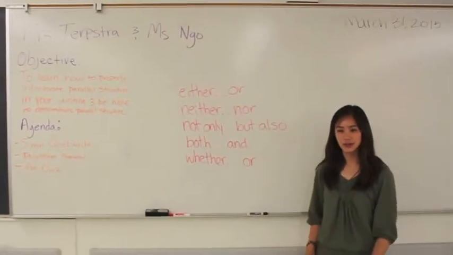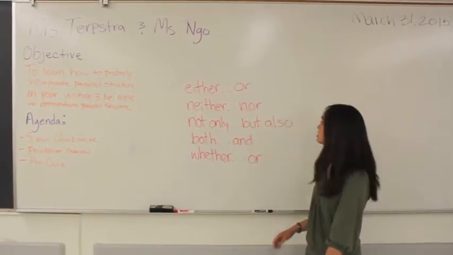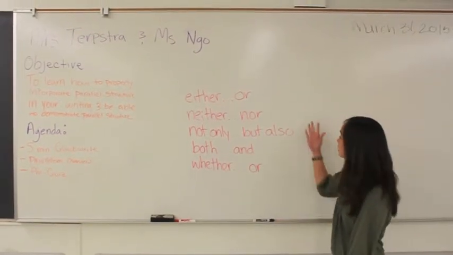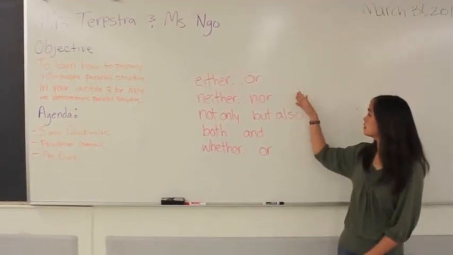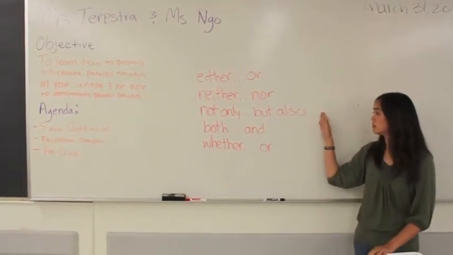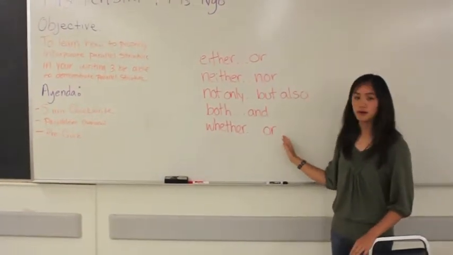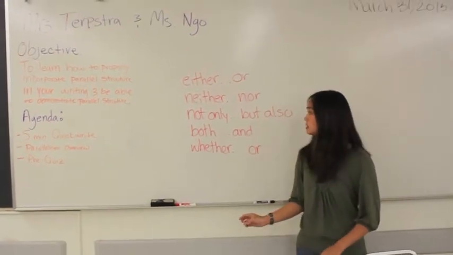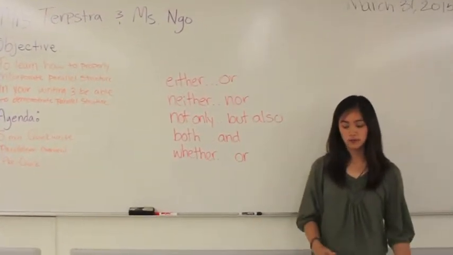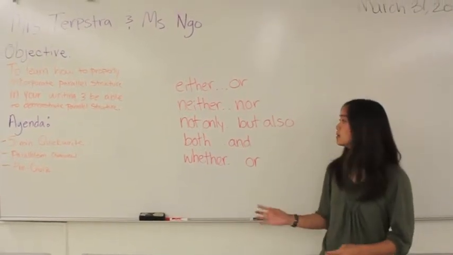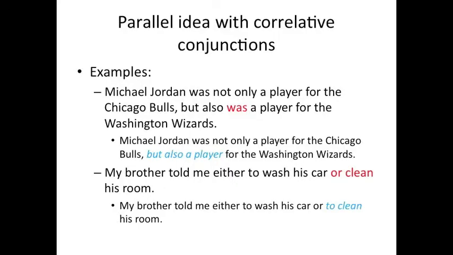Alright, so another way to show parallel ideas is with correlative conjunctions. Correlative conjunctions come in pairs: either, or; neither, nor; not only, but also; both, and; whether, or. So notice in the following examples that the grammatical structure following the second half of the pair is the same as the one following the first half. In these examples, "was" in the second half creates an unbalanced effect. And "to wash his car" should be balanced with "to clean his room."